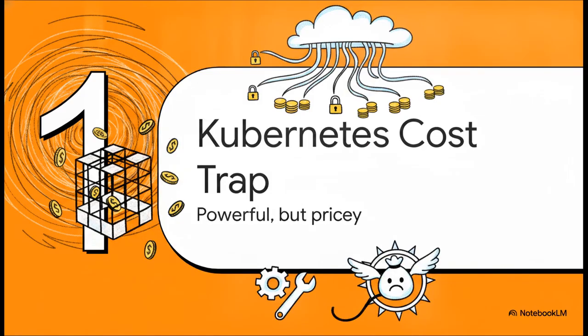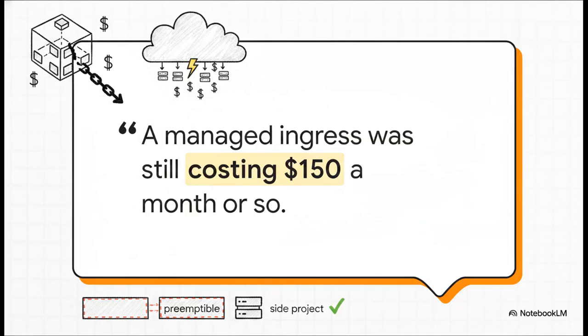Section 1. The Kubernetes cost trap. Powerful, but pricey. The developer-specific pain point here really hits the nail on the head. Running just a couple of preemptible nodes with a managed ingress was still costing them $150 a month. Now, Kubernetes is the industry standard for sure, but it is complete overkill for a simple project. You end up paying for the cluster management overhead and those pricey managed ingress load balancers. Sure, you get incredible self-healing capabilities, but you definitely pay a premium for it.